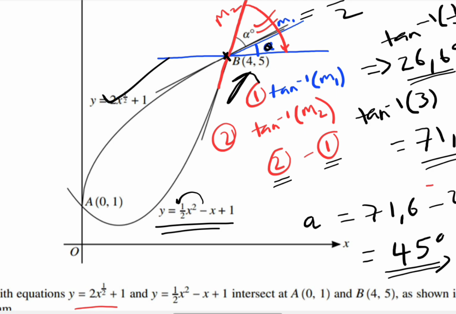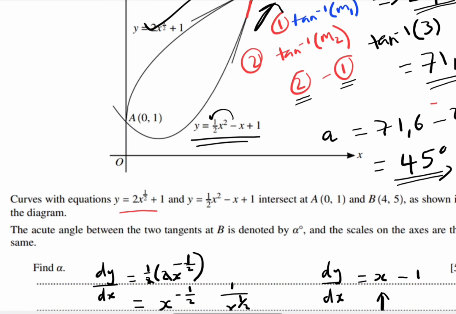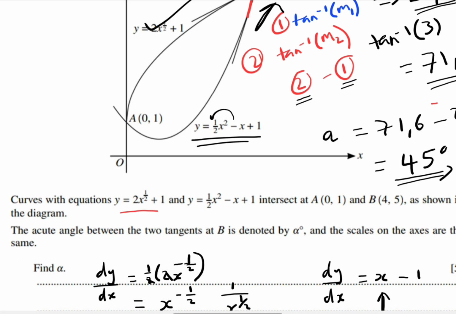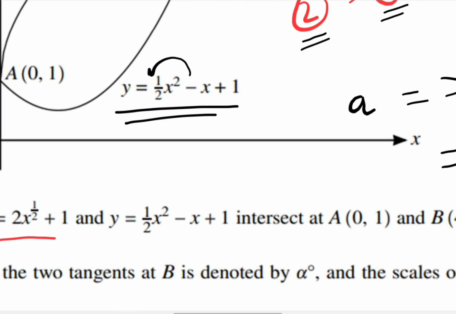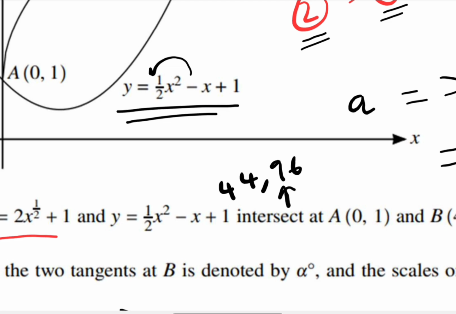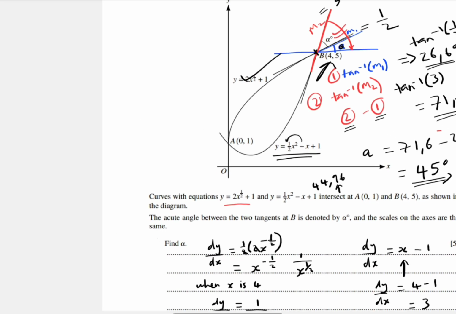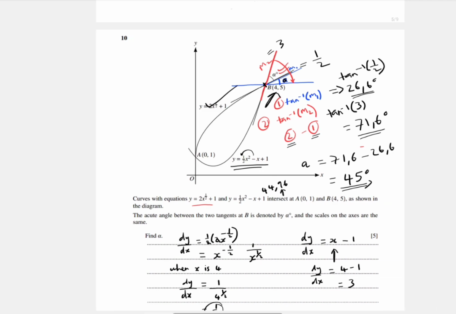Right, rounding it to the nearest degree, because the answer we get there is 44.96. So rounding it, we get 45 degrees. I hope that was clear enough.